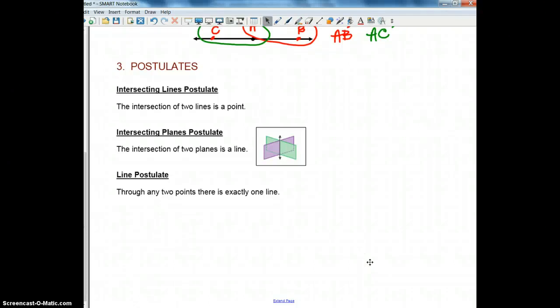All right, we are back for part 2 of our Lesson 1-1 notes. We just got done talking about all of our terms, which is equipment for the game of geometry. Now let's talk about the rules.